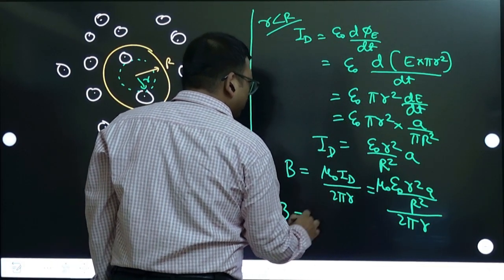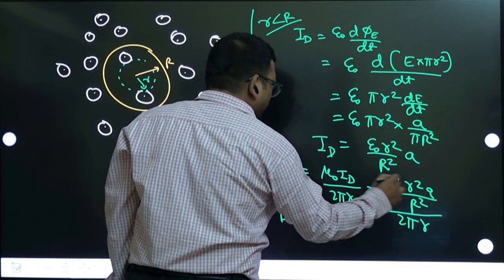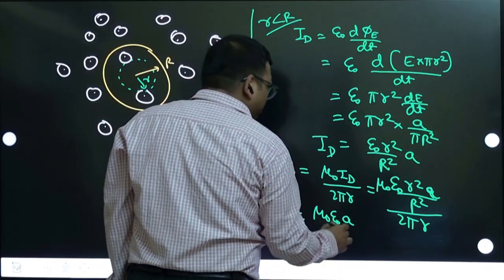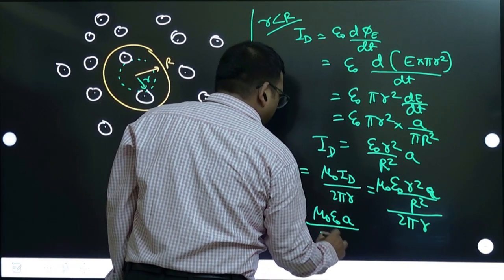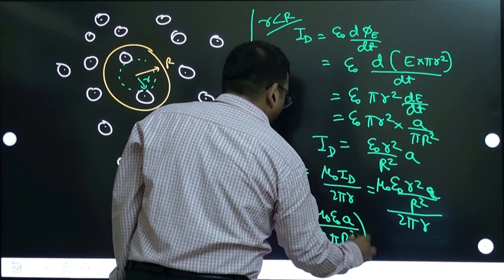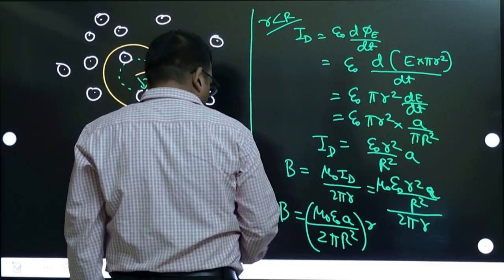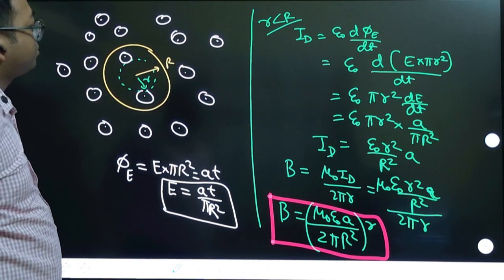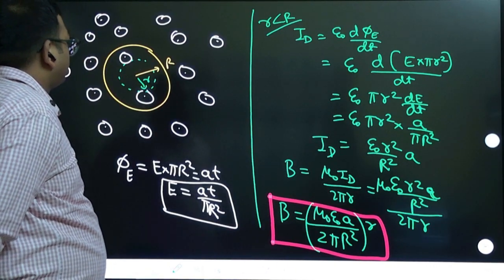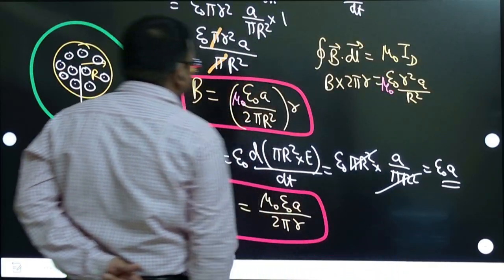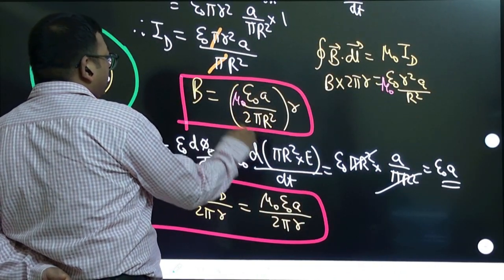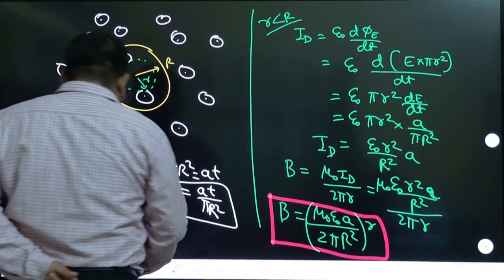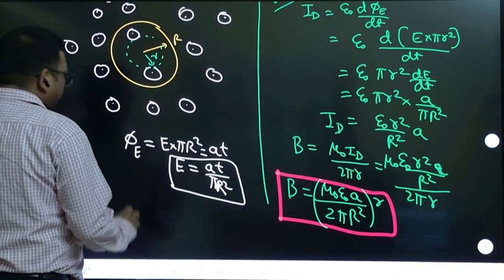What do we get from here? Mu naught epsilon naught, that r will get cancelled. A times this is mu naught epsilon naught A by 2 pi capital R square into small r. Yes. Is it similar to what we got previously? Check this. Same thing what we got previously: mu naught epsilon naught A by 2 pi capital R square into small r. Correct? But what happens if I take a region beyond this?